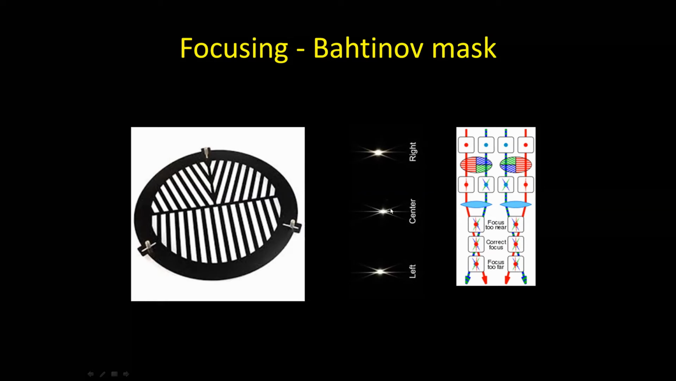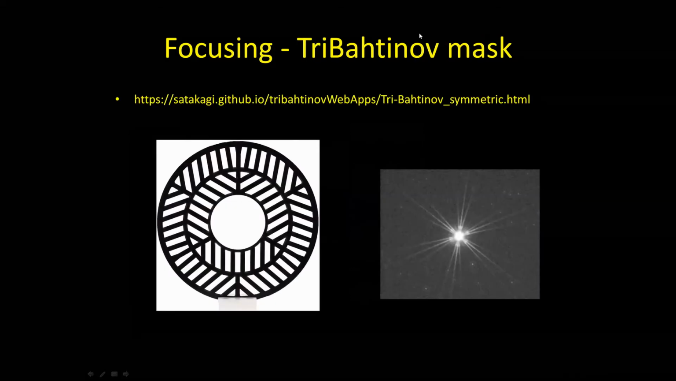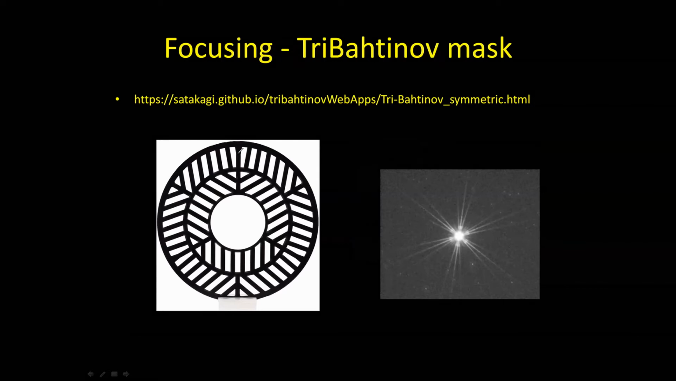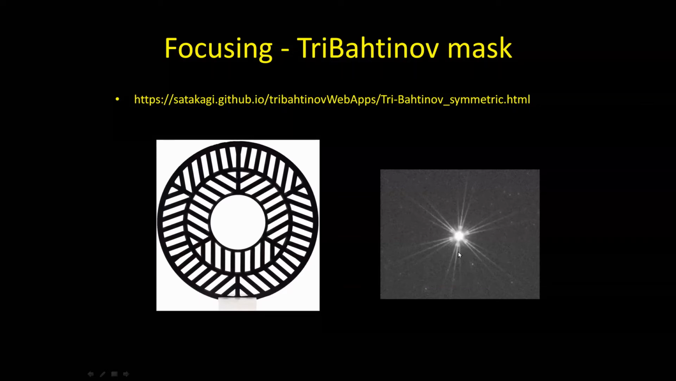So this tri-Bahtinov mask is actually nothing special. It's the same mask that we had prior, but 3 of them combined into 1. You still have the 3 slot approach, but rotated by 120 degrees, and you get a much more complex pattern. The good thing about that one is that if you have, let's say, a Newtonian telescope that's not perfectly collimated, one of these spikes is not going to be in the middle. If everything is perfectly aligned and all of these spikes come out in the middle, then your collimation is really nice.